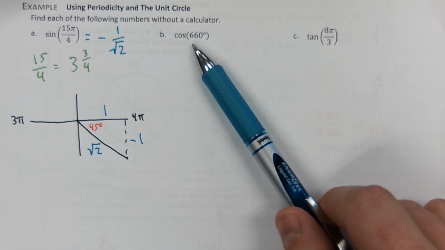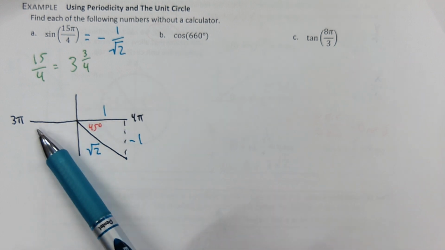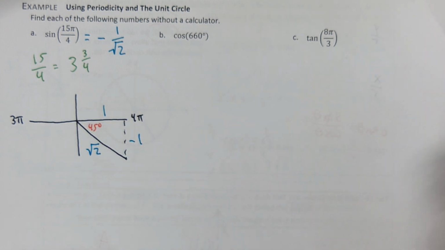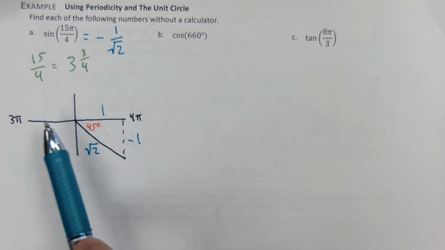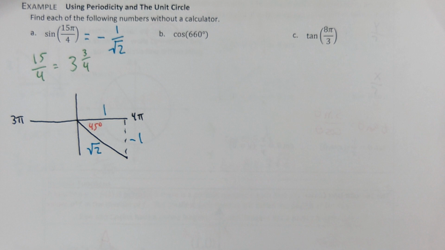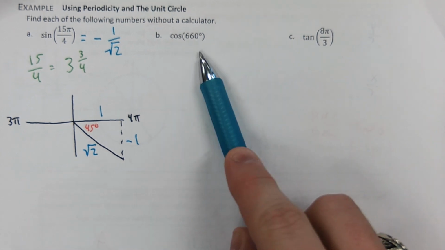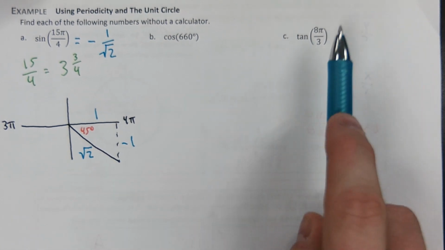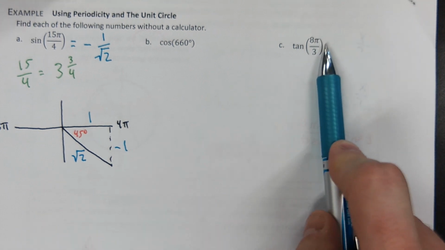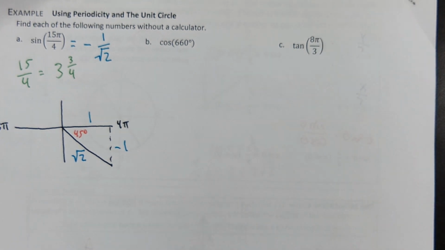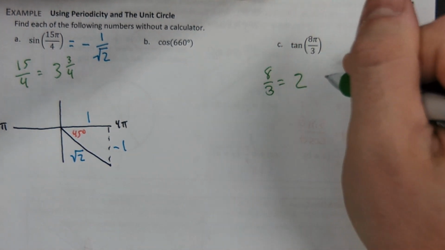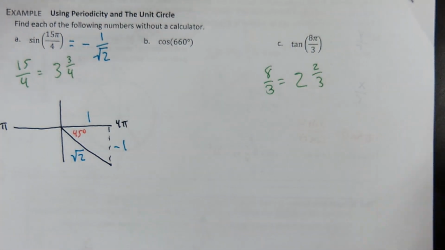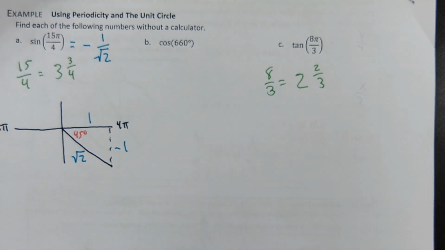Oh wait, isn't the left side 2 pi? 0, 1 pi, 2 pi. So 0, 1, 2, 3, 4, 5, 6. This is even pies. This is odd pies. This is quadrant 4. How many times does 3 go into 8? 2. What's the remainder? So I'm going to go to 2 and 2/3 of a pi.